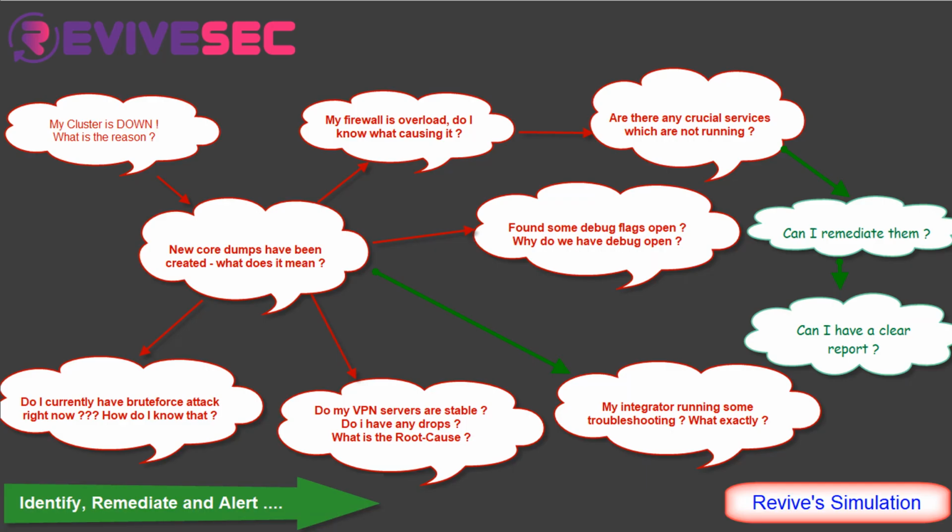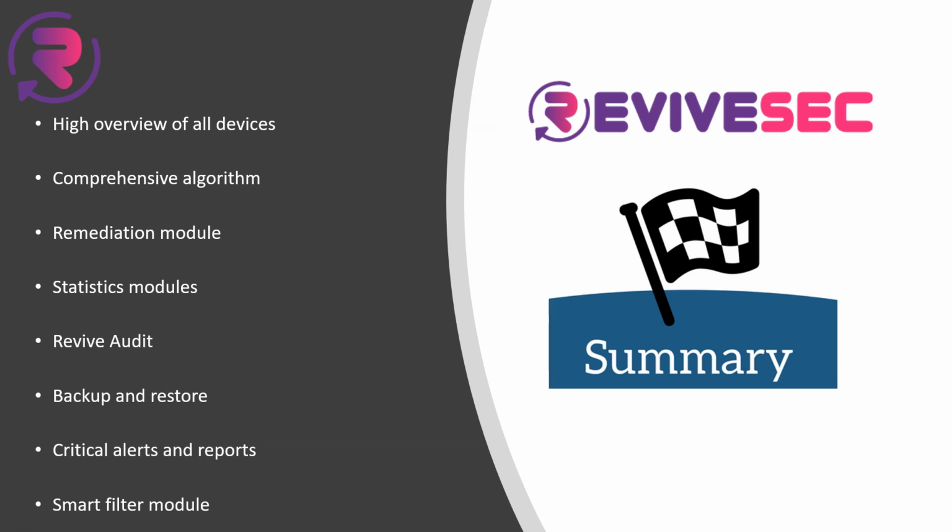Jumping into the slide again, let's summarize what we did and what we saw. Basically, we have a high-level overview of all devices in our dashboard. We have a very comprehensive algorithm. We know how to remediate issues through our Revive audit and remediation module. We know how to identify the top sources, connections, and destinations through the statistics module. We know how to audit and trace user activity. We know how to back up and restore. We know how to send critical alerts and reports by mail, and we know how to filter the relevant information and present it to the user in very simple language.